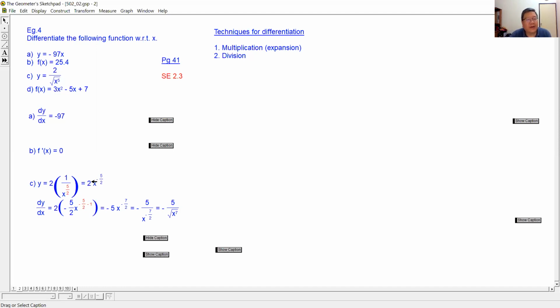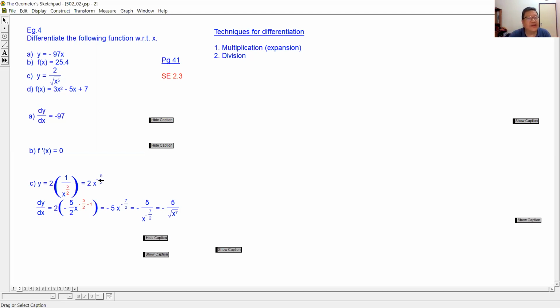Now so far, what I have been doing here is not differentiation. I just changed it from square root form to index form. So no differentiation. This function here is still known as y. It's not called dy dx. Okay, so now already in index form, I can differentiate.